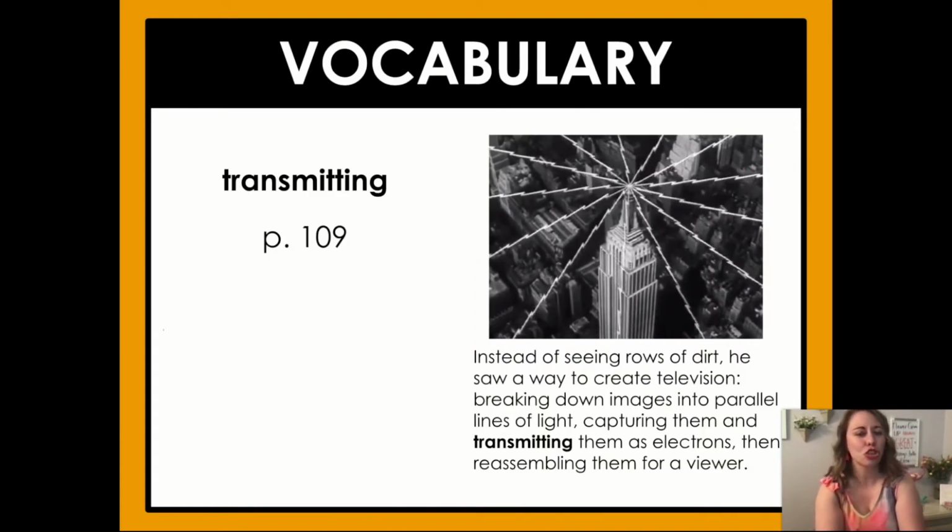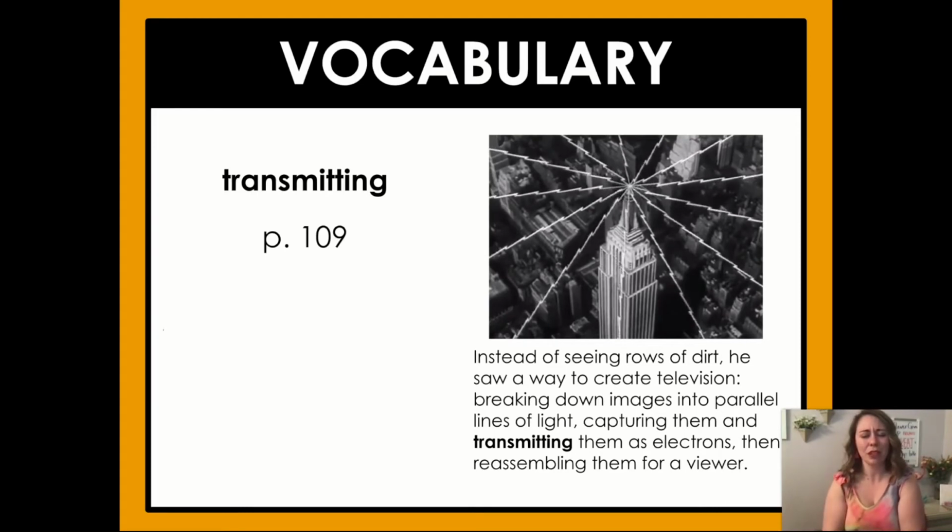We have the word transmitting. So we have that little gif there. It's like transmitting out, imagining like radio signals or something are transmitting out from this building. So it says, instead of seeing rows of dirt, he saw a way to create television, breaking down images into parallel lines of light, capturing them and transmitting them as electrons, then reassembling them for a viewer. Transmitting. What do you think that means?